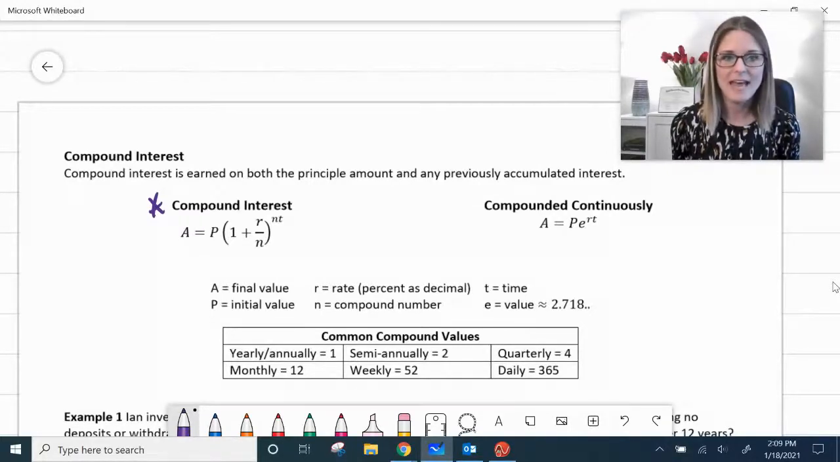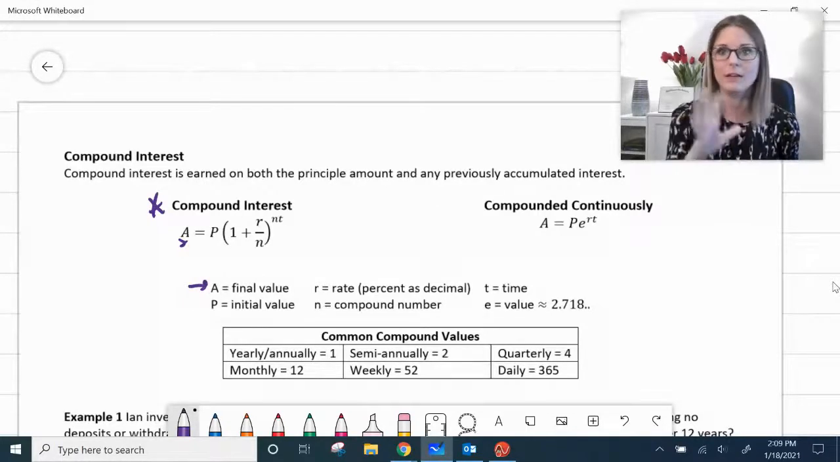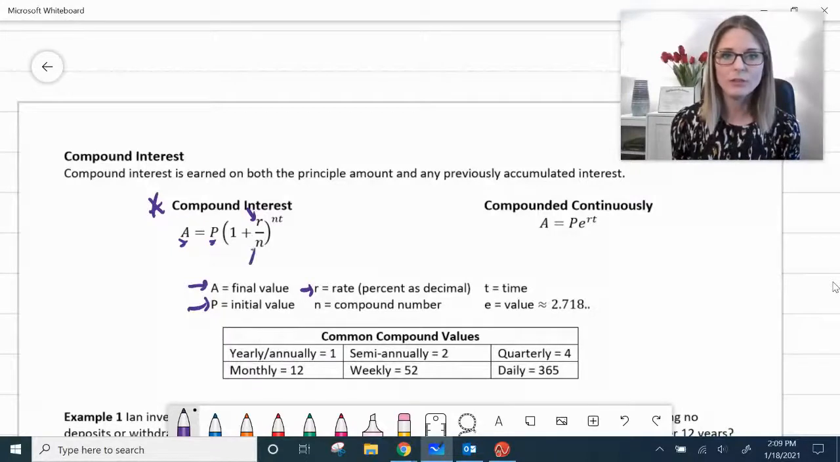Let's walk through it. A is going to be the final amount. After I get it compounded, what do I have? Equals P. P is your initial amount, your principal, the initial deposit. I put $1,000 in the bank account when I started, whatever. Times the quantity of 1 plus, that's always there, 1 plus R. That is going to be your rate, the percentage, written as a decimal, over N. N is going to be the number of times that it's compounded.